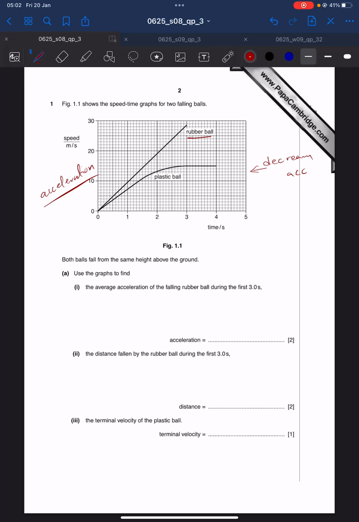طيب بعدين you're told falling balls. طوالي the idea of free fall should come to your mind. The idea of free fall. falling objects اللي عملناه ده. طيب use the graph to find the average acceleration of the falling rubber ball during the first 3 seconds.